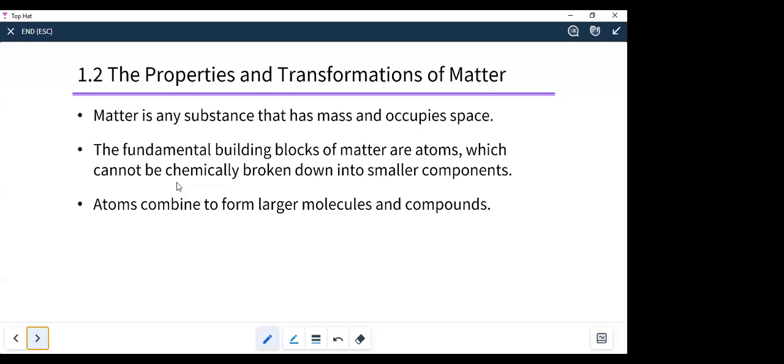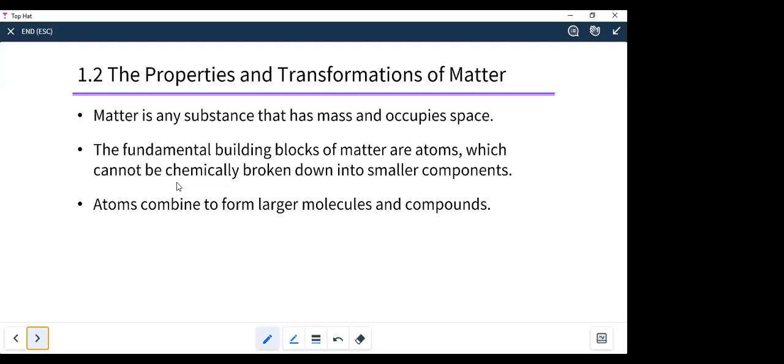So we get into some definitions here. By definition, matter is any substance that has space and mass. Already discussed that on the previous slide. At the fundamental level, matter is made up of atoms. Atoms are the smallest repeating units of a substance that we cannot break apart into smaller, simpler substances.